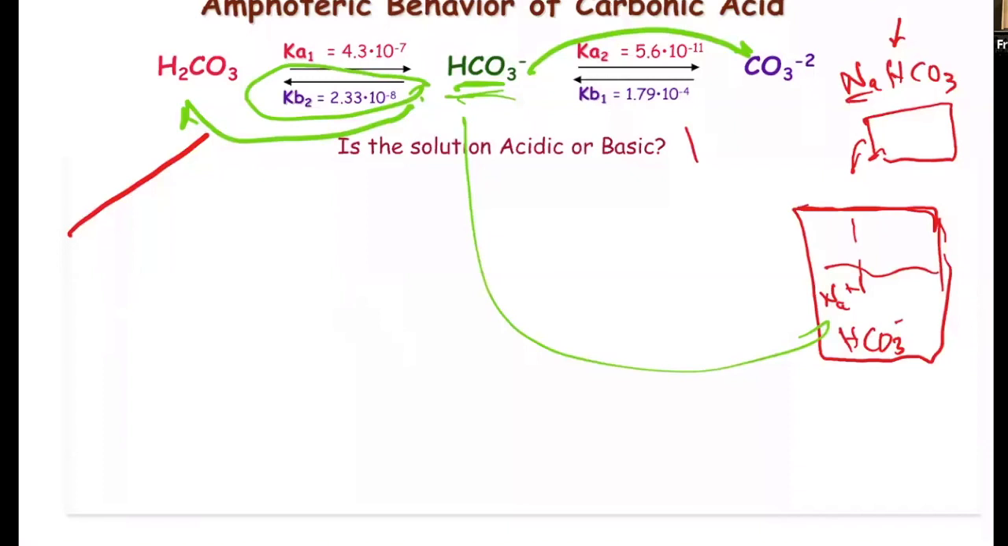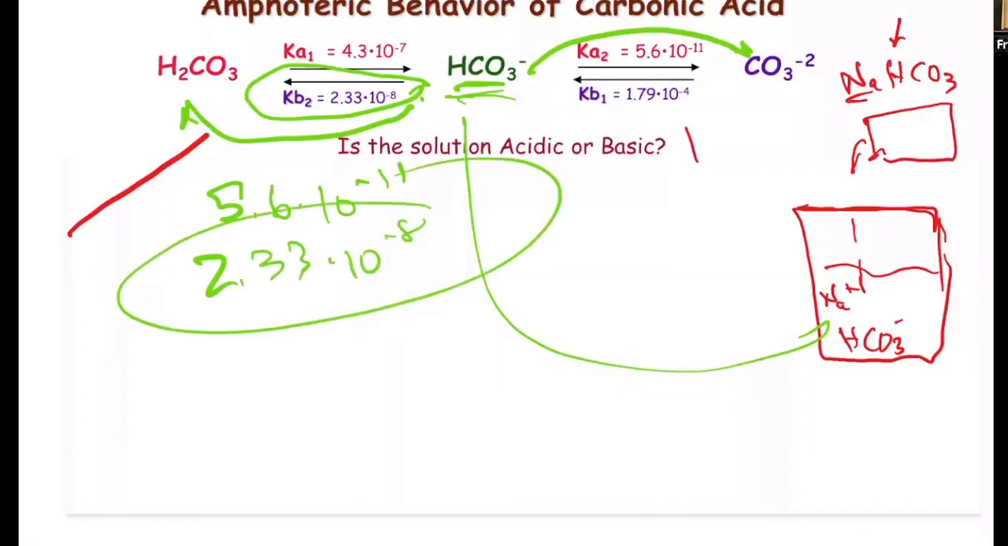Well, take a look. One is 5.6 times 10 to the minus 11. The other one's 2.33 times 10 to the minus 8. Definitely 2.33 times 10 to the minus 8 is a bigger number. This chemical is going to form back carbonic acid, but the chemistry is the following. HCO3 minus plus water.